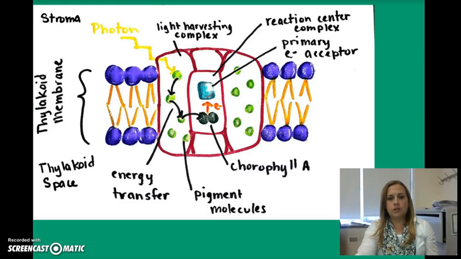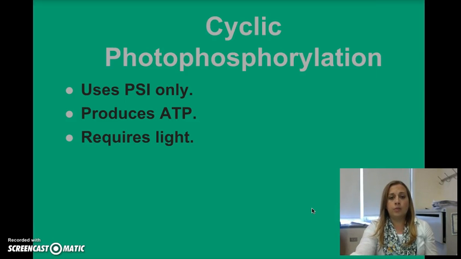This is what it would actually look like embedded in the thylakoid membrane. Here we have the thylakoid membrane. This would be the outside of the thylakoid, the stroma, and this is the thylakoid space. You have light coming in. Again, it's going to cause an energy transfer from one pigment molecule to the next, all the way till it gets to the chlorophyll A. Then the electrons move to the primary electron acceptor. All of this is happening within this reaction center complex, and the larger picture would be the light harvesting complex. This is happening within the thylakoid membrane in the chloroplast.